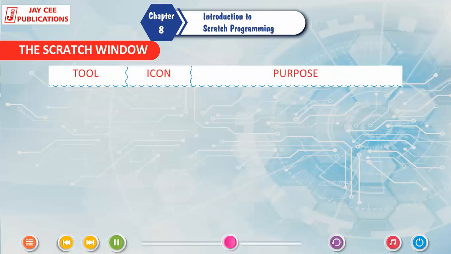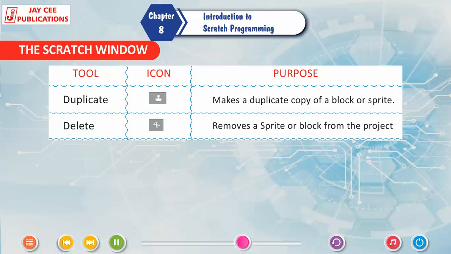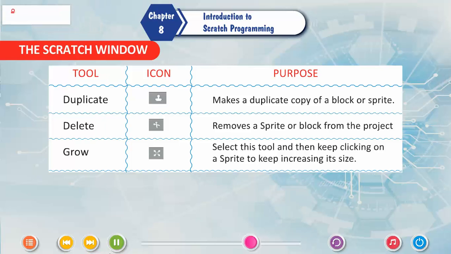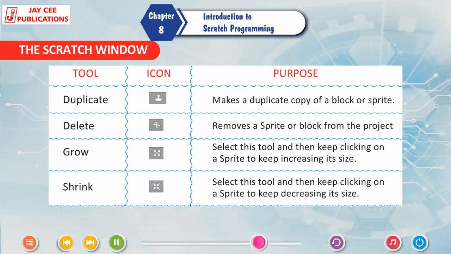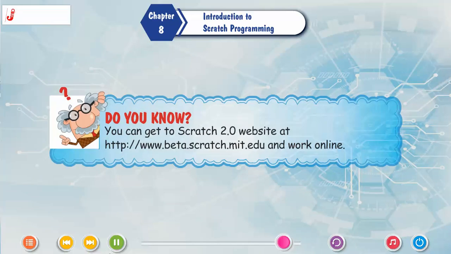Tool icon purpose. Duplicate. Makes a duplicate copy of a block or sprite. Delete. Removes a sprite or block from the object. Grow. Select this tool and then keep clicking on a sprite to keep increasing its size. Shrink. Select this tool and then keep clicking on a sprite to keep decreasing its size. Block help. Click on this button and then on any Scratch block to open a help window providing information about it.